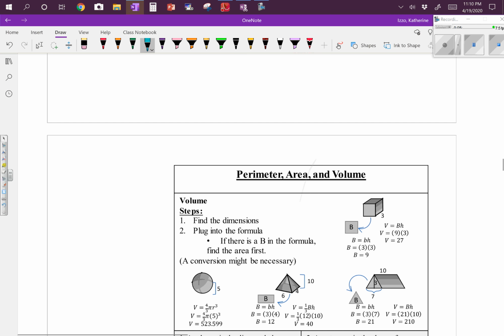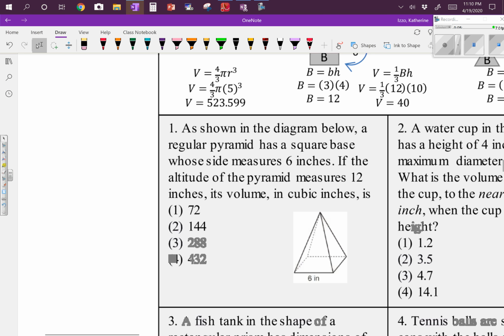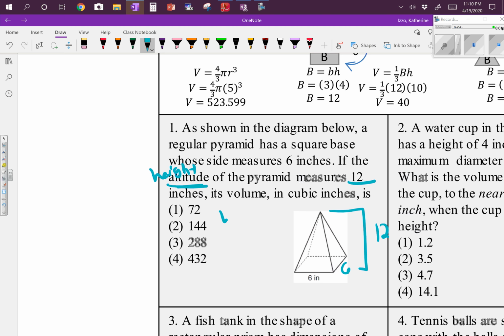Okay, let's take a look at perimeter, area, and volume. As shown in the diagram below, a regular pyramid has a square base of 6 inches. If the altitude, which means height, is 12, so from here down is 12, we want the volume. So volume equals 1/3 base times height. Good catch. So 1/3 base times height.